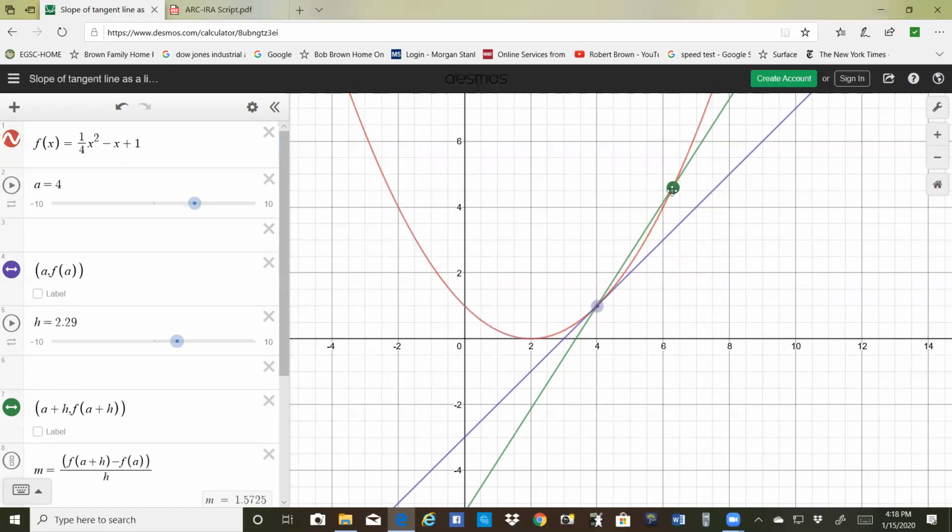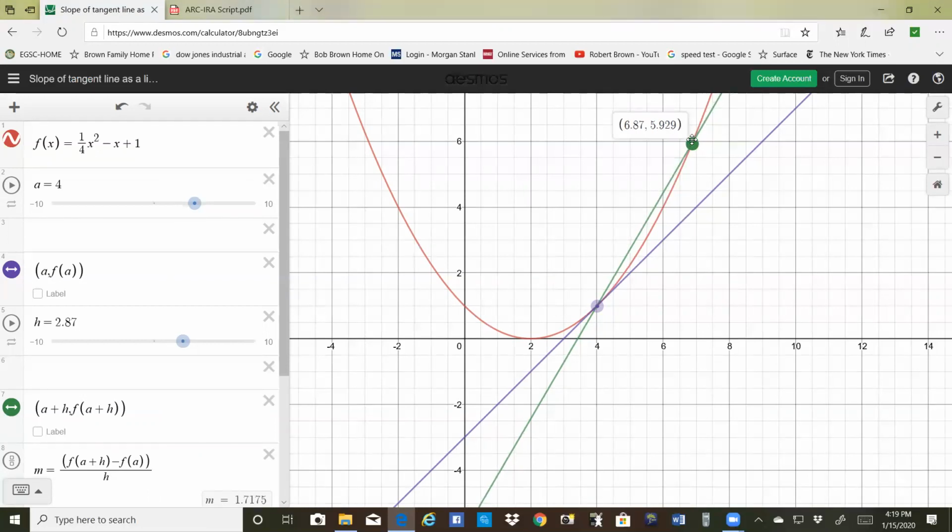Here is the point that is h, the x value is h points away from 4. Now notice we have an app over here. It's calculating the slope over here. I'm pointing at this, the slope of that secant line, which is the slope from here to here. And notice it tells you what it is. In this particular point, it's 1.74.